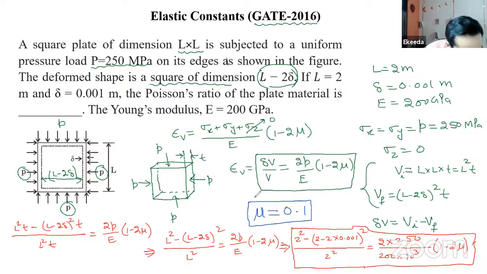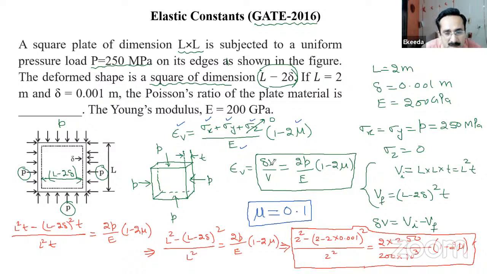So how do we solve it? We have used a square plate on which a pressure is applied. We have made a three-dimensional body, assuming that it is having very small thickness T, so that we can use the volumetric strain concept. So volumetric strain is given by this equation, that is volumetric strain is equal to sigma x plus sigma y plus sigma z by E into 1 minus 2 mu.